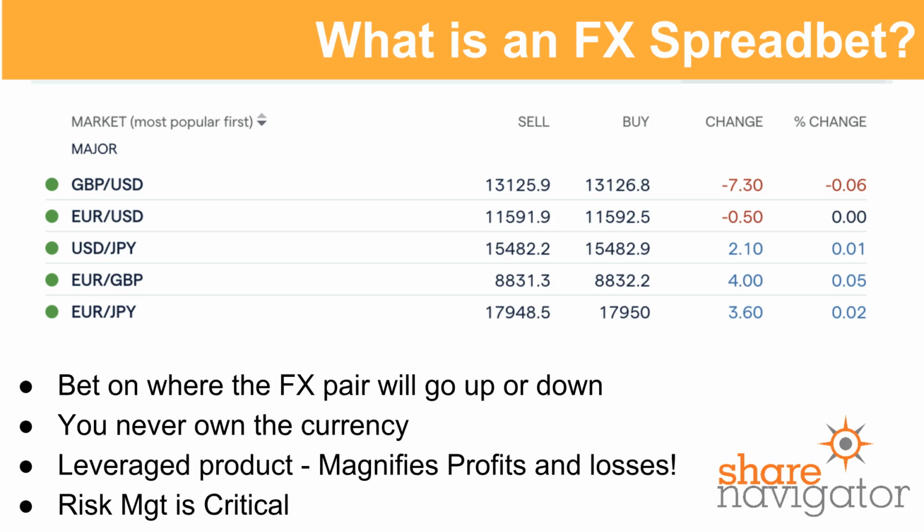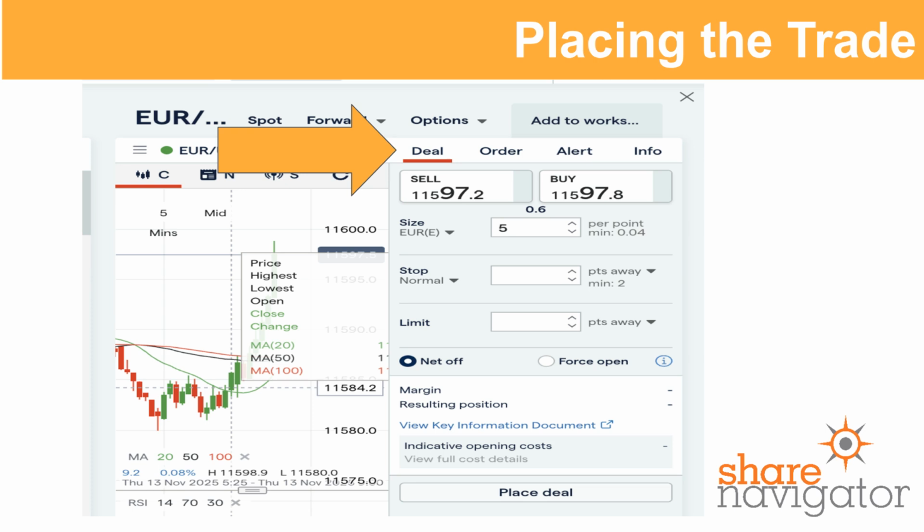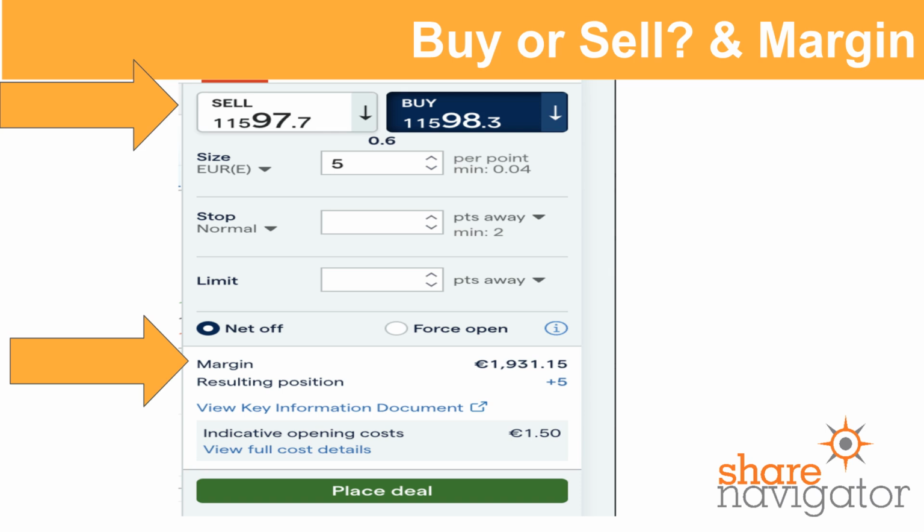So let's do an example here with the euro-dollar. We simply click on the euro-dollar currency pair and then we click on deal, and this will open up the deal ticket. For the purposes of this example, we're going to click on buy. So we're going to buy the euro-dollar. We think it's going to go up. Now, this is just for illustration purposes. It's not an actual trade we're recommending.